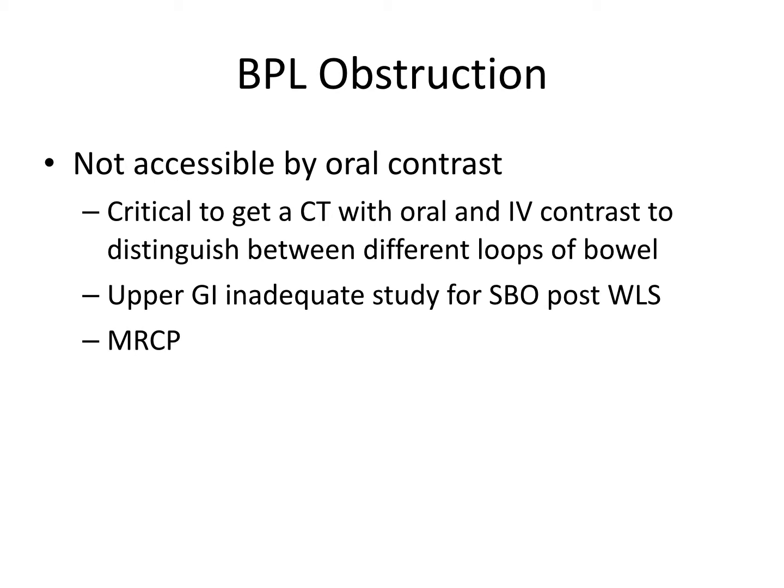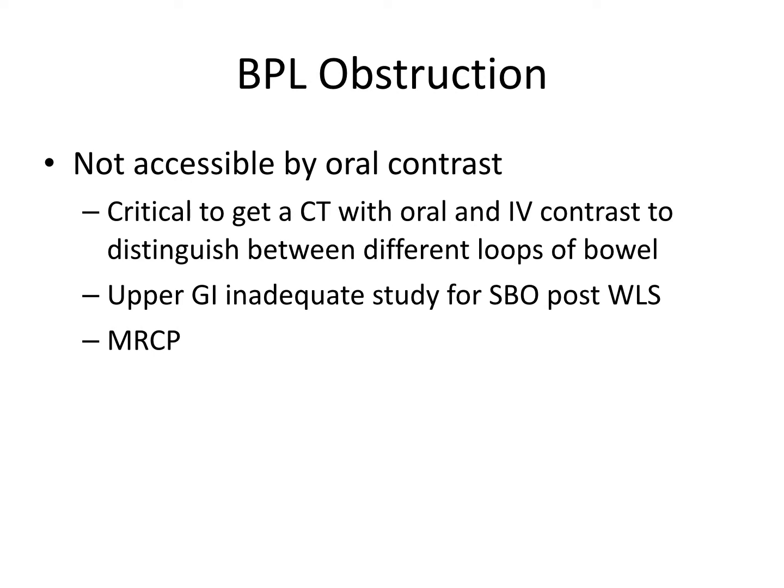The biliopancreatic limb obstruction, as we talked earlier, is not accessible by oral contrast. If we remember the images of the GI tract, the biliopancreatic limb is only connected to the liver and the pancreatic duct. And so the only way to actually evaluate the caliber of the biliopancreatic limb will be to have a reference point, and that's why it is critical that the patients are given oral and IV contrast, so that there will be a comparative size of the small bowel that we can compare to.